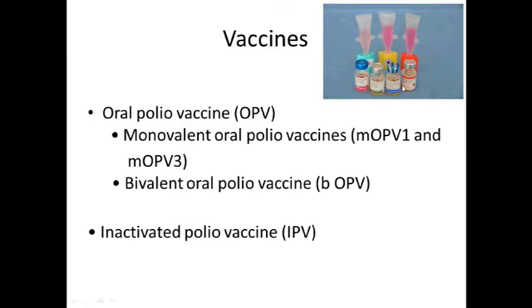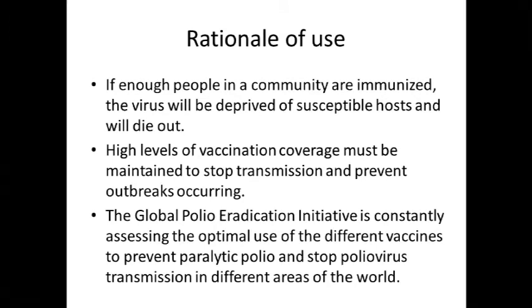What we can see at the top of this slide are the different vials of oral polio vaccine. They can either come in glass vials or they can be in the form of cylindrical tubes which are available.